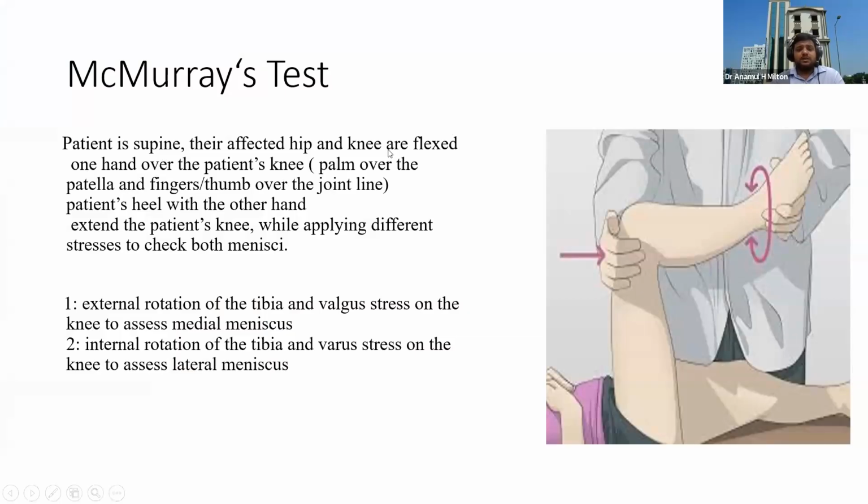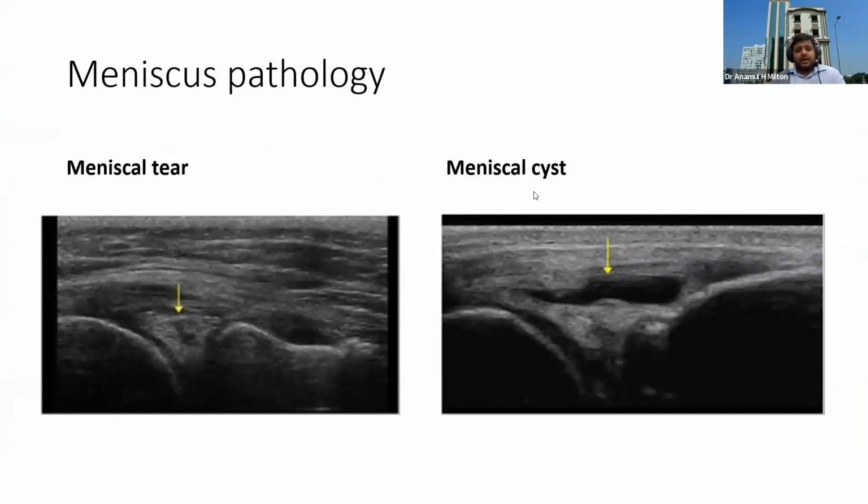So this is the McMurray test. With the knee in flexion position, we move it in and outside, then gradually extend, and we can consider whether there is meniscus pain or not. And there is meniscus pathology, some other meniscus. You can see the vertical hypoechoic area. This is the vertical meniscus tear.